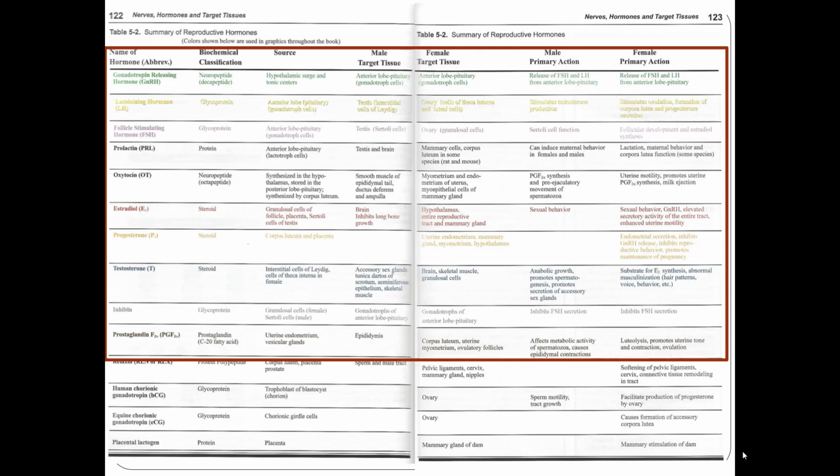So this is the last table in Chapter 5 of the Singer book, and this is a really essential table. I encourage you to study it, build some flashcards off of it, because you guys are going to need to know the names of the hormones, how they're classified from a biochemical standpoint, the tissue that they're secreted from, and then their target tissues, both in the male and the female, as well as their primary actions. And so this is a great place to just get all of this information in one area.